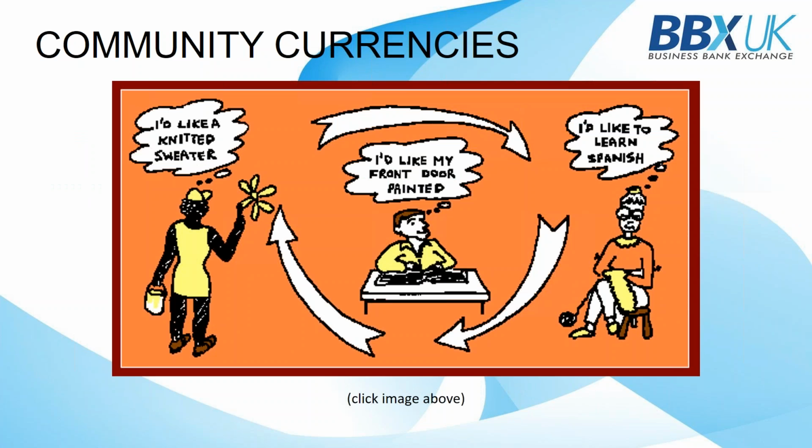Then we've got community currencies. Community currencies are sometimes known as LETS. These are local exchange trading systems, and these are more like time banks. If you have someone who's good at knitting, someone who does a little bit of door painting, and someone who wants to do some dog walking, then rather than pay for services and be rewarded, there is a credit in hours. So an hour's dog walking is equal to an hour's knitting.